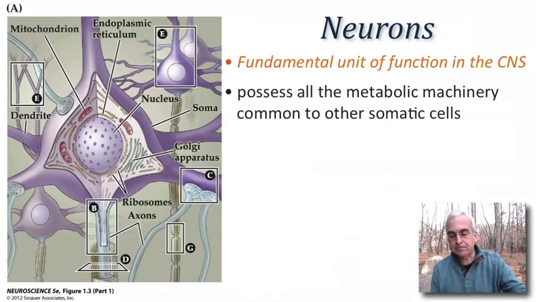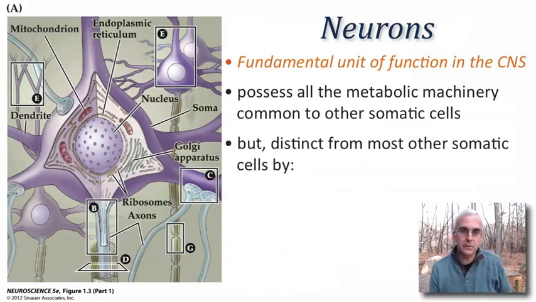Now, neurons possess all the metabolic machinery that is common to other somatic cells. There's a region of the neuron that contains the nucleus and many of the organelles that are necessary for cellular life. So in that respect, neurons are very much like other somatic cells. But in several important respects, neurons are quite distinct.